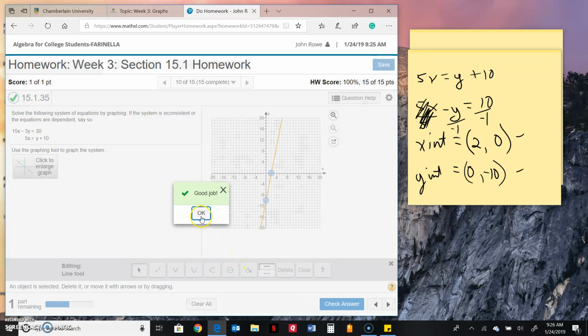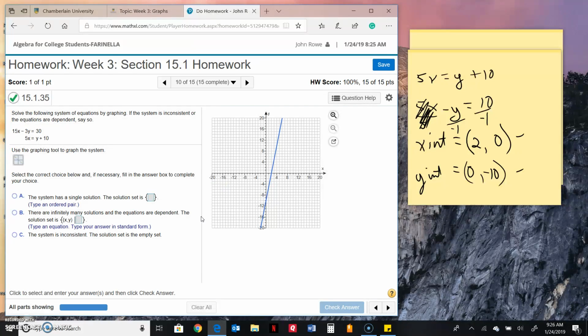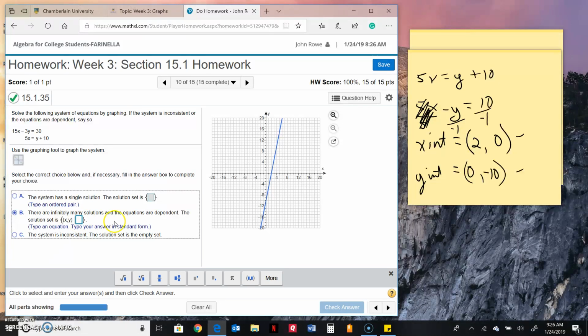That is correct. So it looks like you can plug in any value for x or y across this line here and get the same answer. So there are infinite solutions to this equation. So the way we would write that answer is in brackets and then parentheses x comma y, close parentheses.